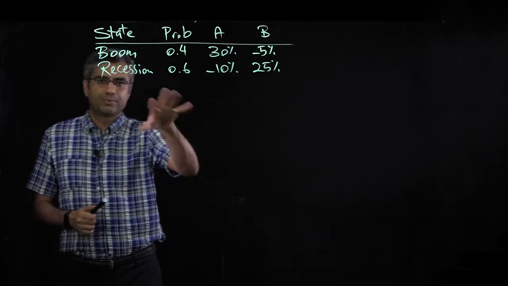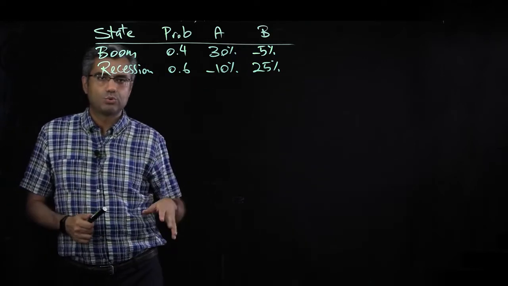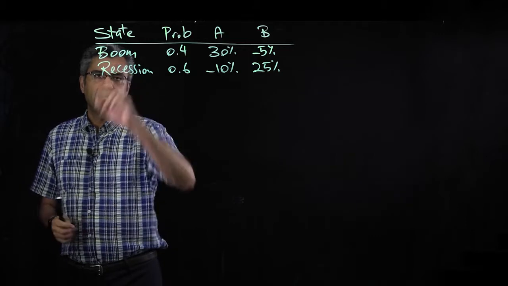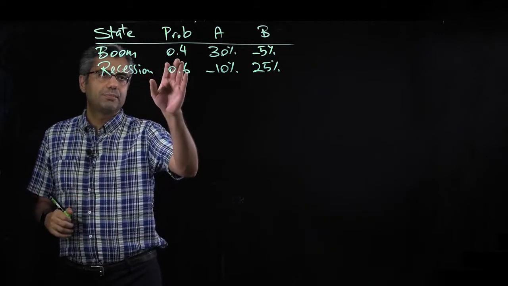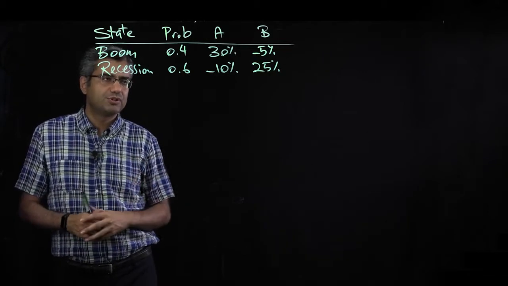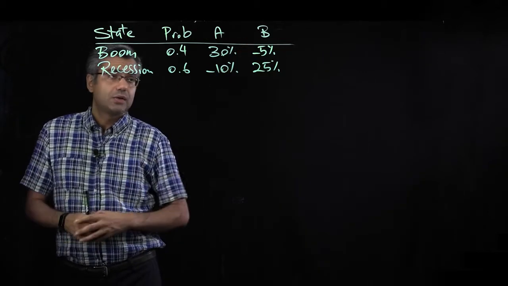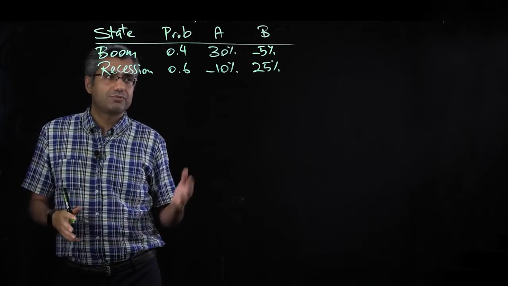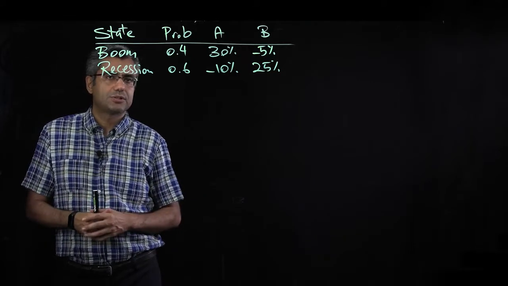Here you can see your prediction about the performance of these two stocks, let's say next year. If the economy is very good, then for stock A, you can make 30%. Stock A return will be 30%, and stock B, it will be minus 5%, means loss, 5% loss.